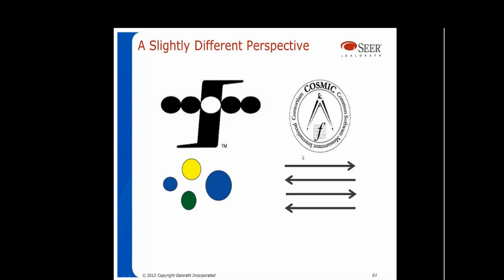Cosmic looks at things differently. Cosmic looks at things in terms of data entering and exiting the application interface. That's it. There aren't inputs, outputs like that. There are basically entries and exits.